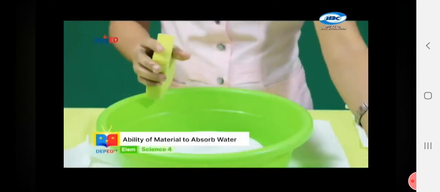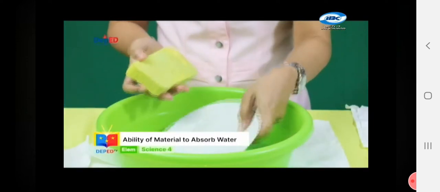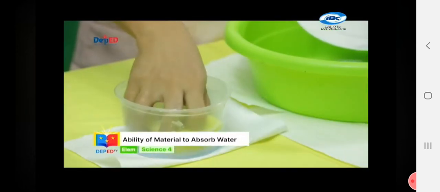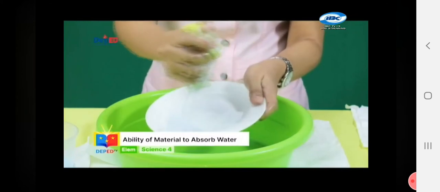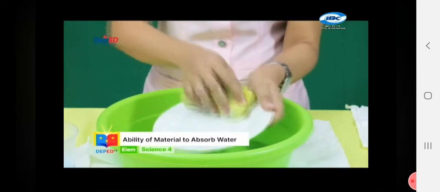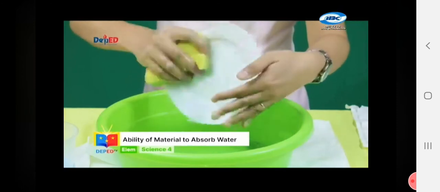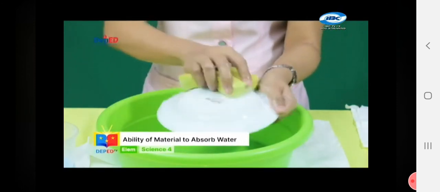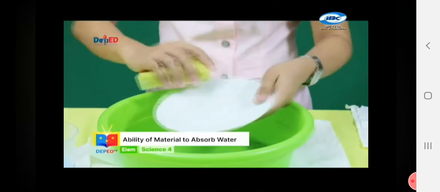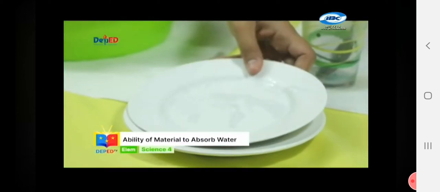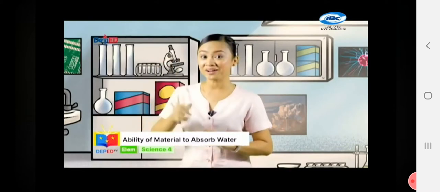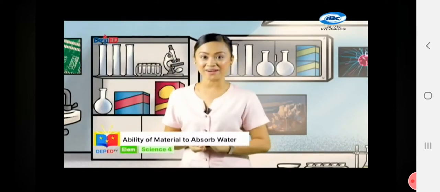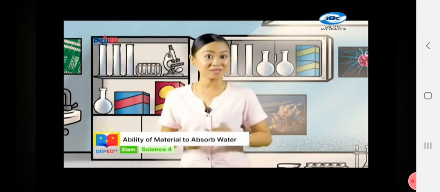In a sponge, for example, its holes or pores absorb water, making the sponge swell. When you squeeze the sponges, you are forcing the water or liquid cleanser out of the holes that clean the surface of the dishes, glasses, or spoons that you wash and use in cooking. In Science 4, we are ready to explore. So make sure you're ready because it's activity time!